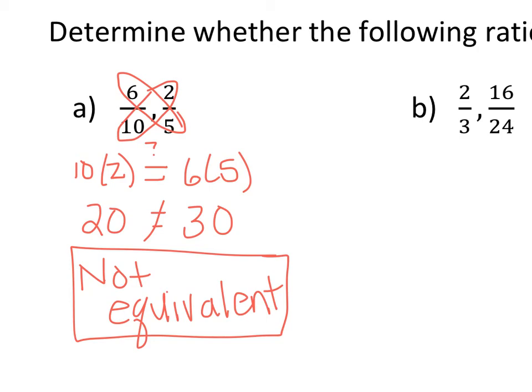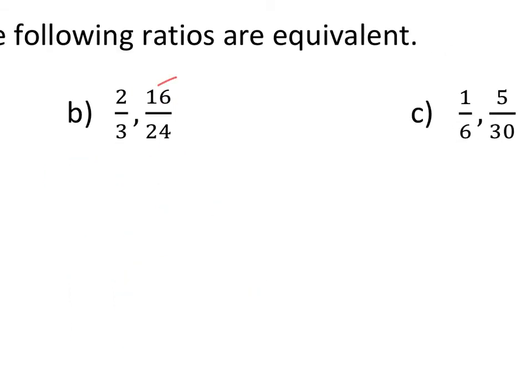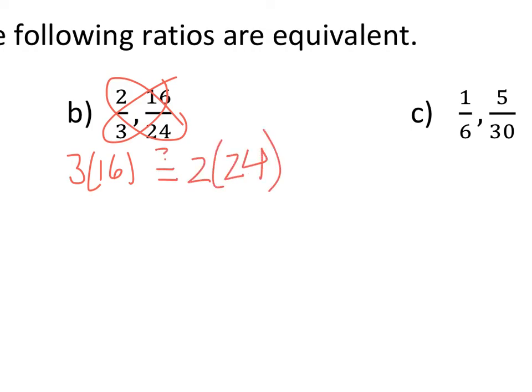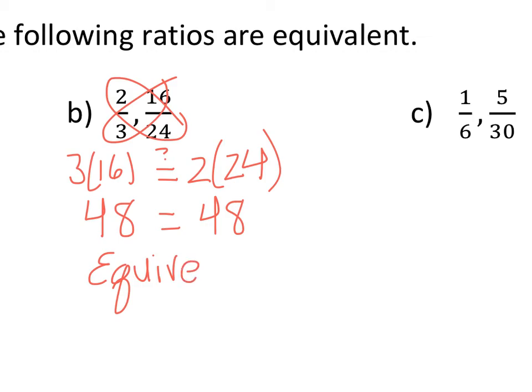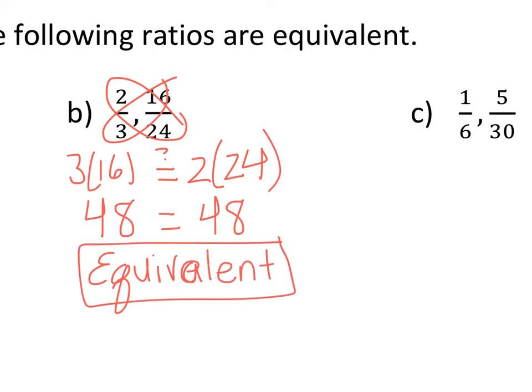Let's look at B. Again, we are doing the cross products. 3 times 16, does that equal 2 times 24? Well, 3 times 16 is 48, and 2 times 24 is also 48. So these are equivalent because their cross products are equal. Try letter C and D on your own.